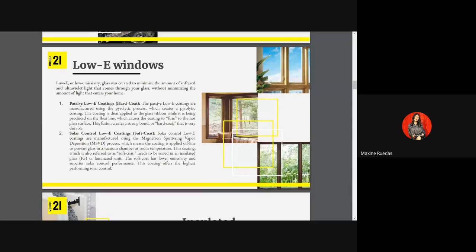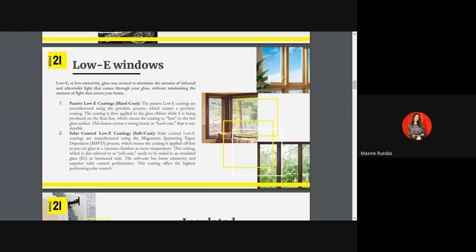So the first one, the passive low E coatings, are manufactured using the pyrolytic process, which creates a pyrolytic coating. So this coating, when applied to the glass ribbon being produced on the float line, causes the coating to fuse to the hot glass. So this fusion creates a strong bond or hard coat. So it is very durable.